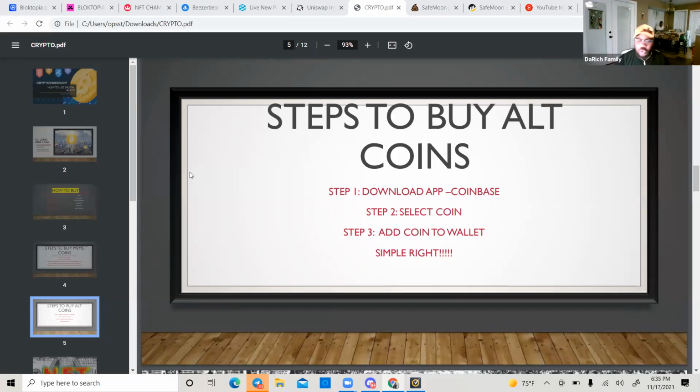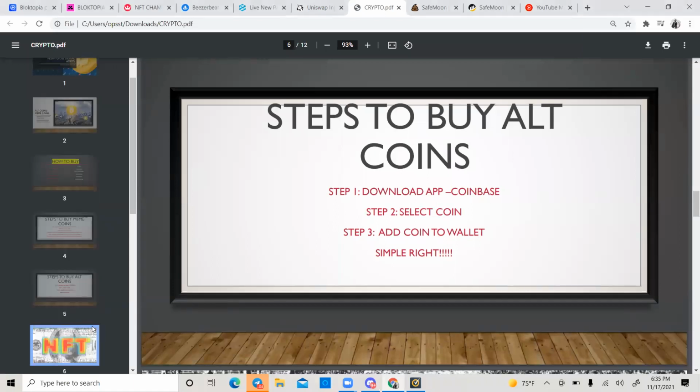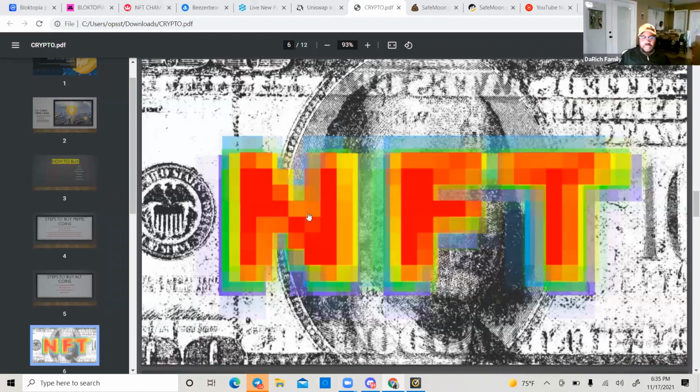Step 2, select your coin. Step 3, add your coin to your wallet. It's simple, right? It is pretty simple and easy. So that is pretty much that thing. Before I go any further, does anybody have any other questions?